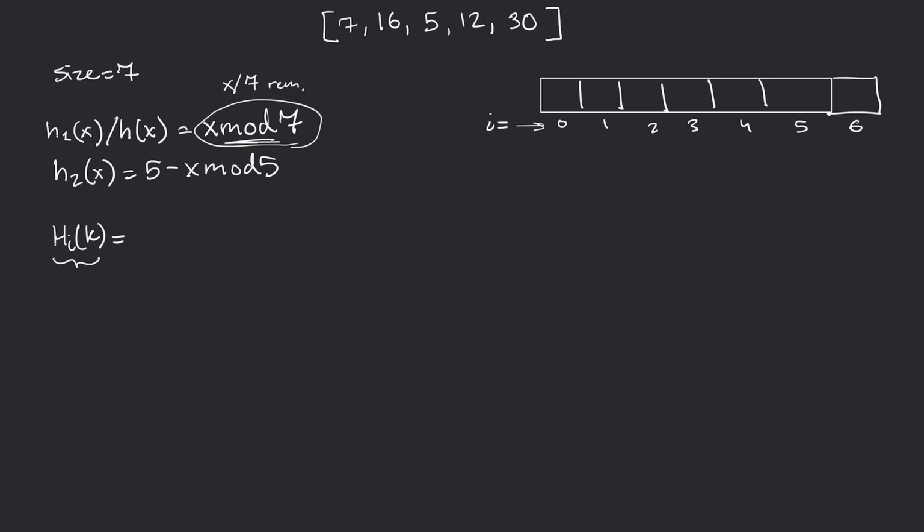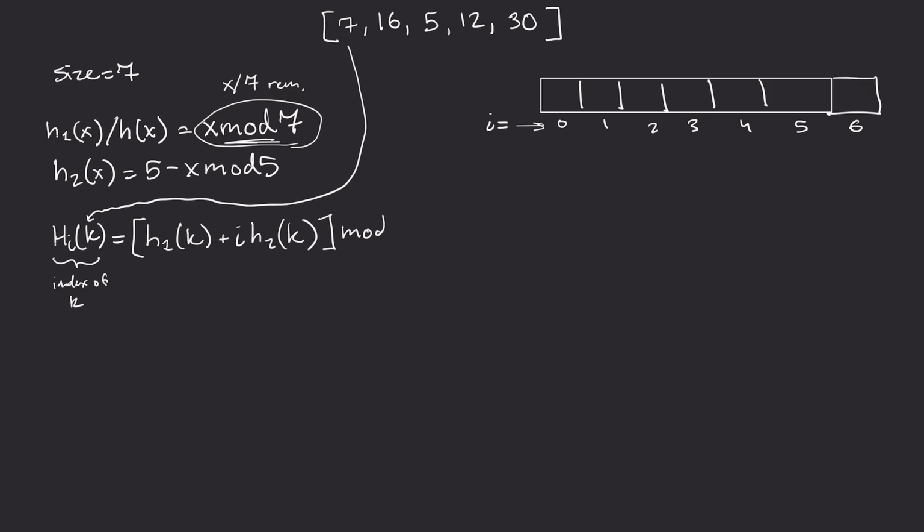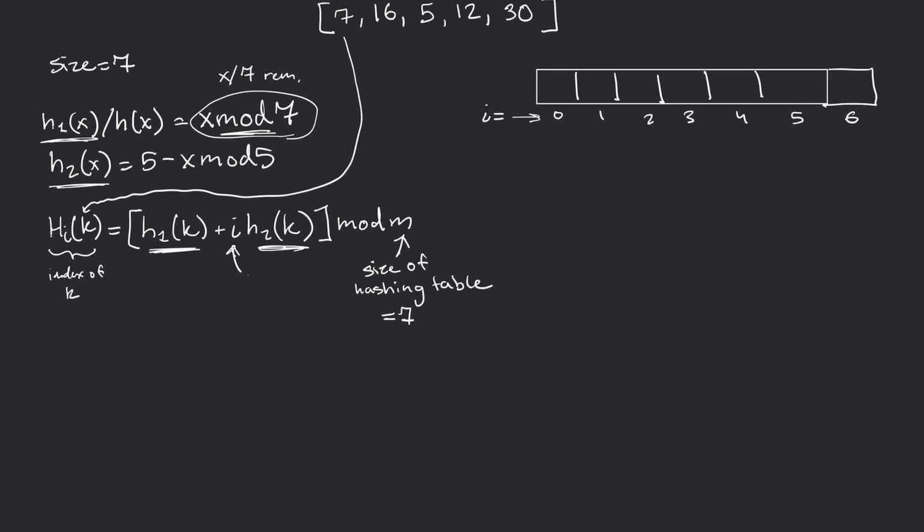It says that hi of k, this being the index of k, and k being just one of these elements, is equal to h1 of k plus i times h2 of k, mod m. And here, m is just going to be the size of the hashing table, which is going to, in this case, just equal 7. And this is the primary hashing function, which we defined here, and the secondary hashing function, which we defined here. i is going to be an increment that starts at 0 and just goes up over time.